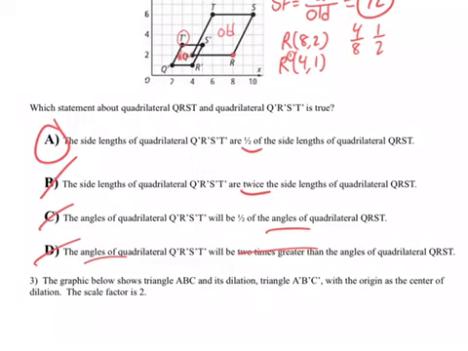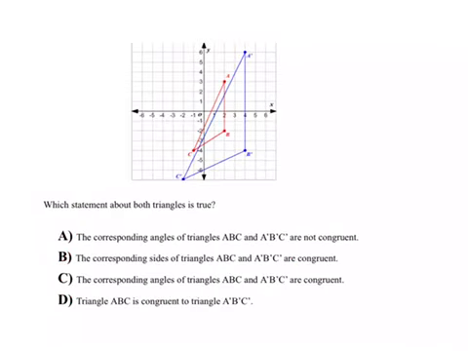Mine is on separate pages, so I'm going to have to skip over to a page for number 3. It says the graphic below shows triangle ABC and its dilation, triangle A'B'C', with the origin as the center of dilation, which it always is for us. The scale factor is 2. The actual question is, which statement about both triangles is true?